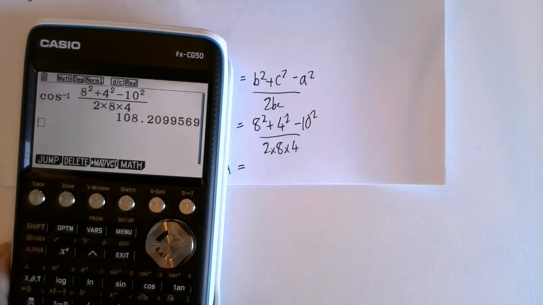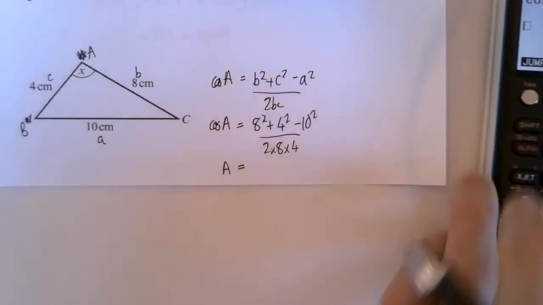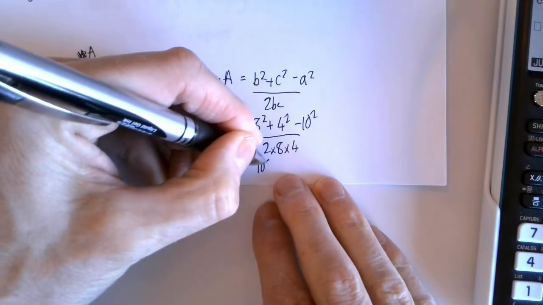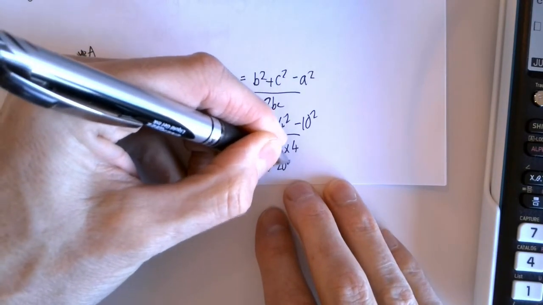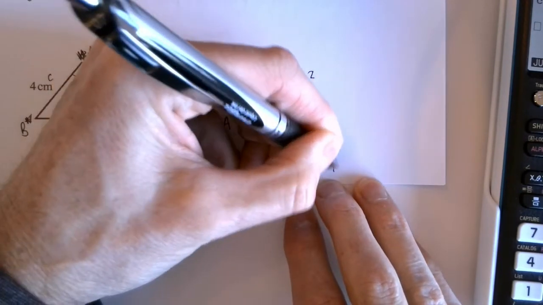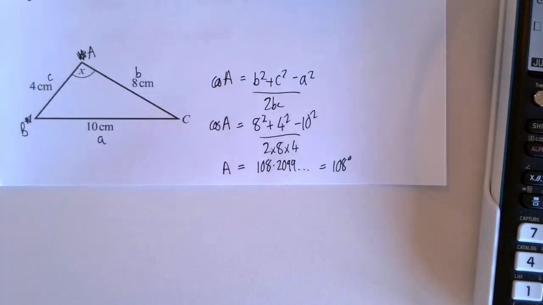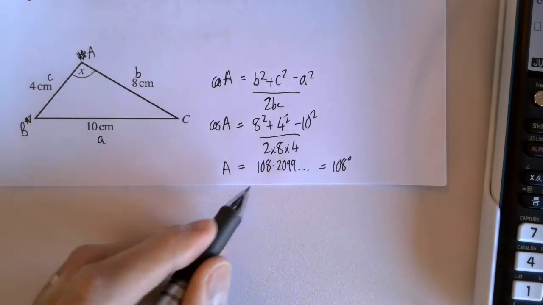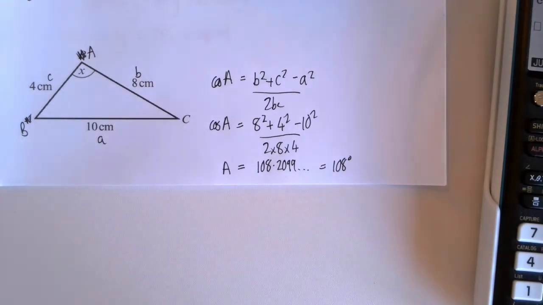So, 108.2, so I'm going to write 108.2099... equals 108 degrees. We know that 3 significant figures is the default unless we're told otherwise. But this is just another belt and braces example there.